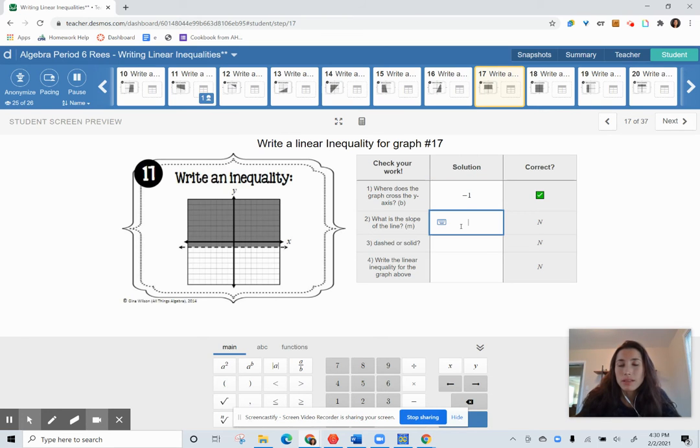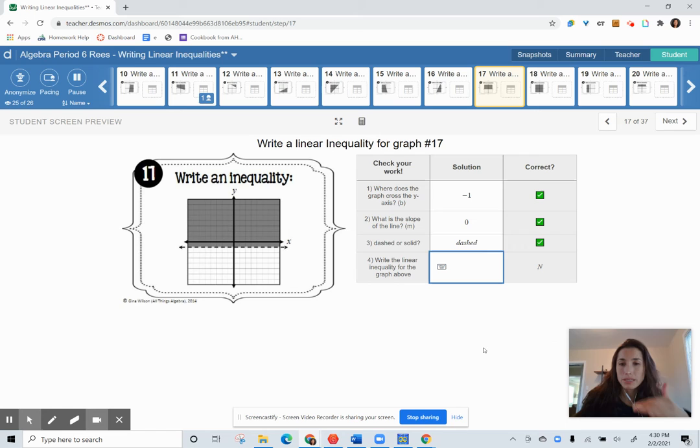Now, when you have a line that is completely horizontal, it is a 0 slope. Okay, this is dashed. And because it has a 0 slope, we know the shading's above for this. Dashed and above would be y is greater than. Okay, now if I type 0x, well, really 0x is just nothing. So I'm just going to say y is greater than -1.